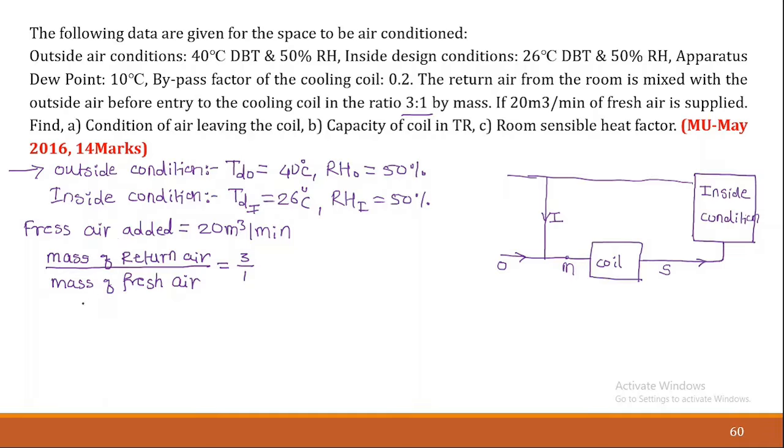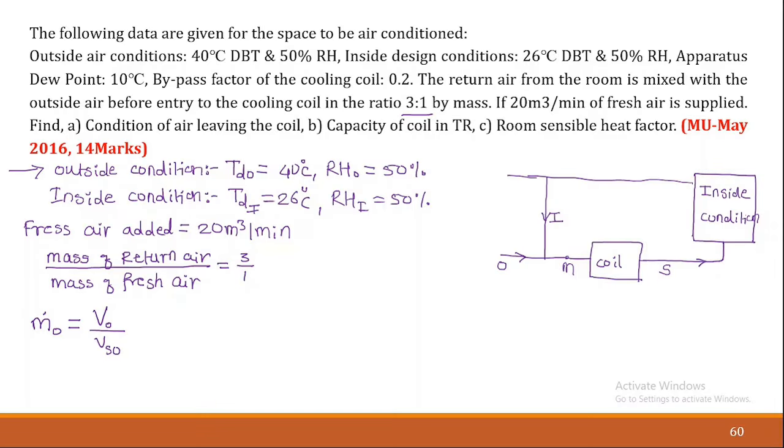So let us first find out the mass of fresh air and the mass of return air. That we can get from the data given. Let us first find the mass of fresh air, which I will indicate by m dot o. How to calculate that? It is equal to the volume flow rate of outside air, that is fresh air, divided by VSO, the specific volume at O point in the psychrometric chart.